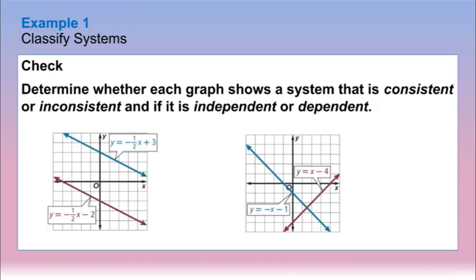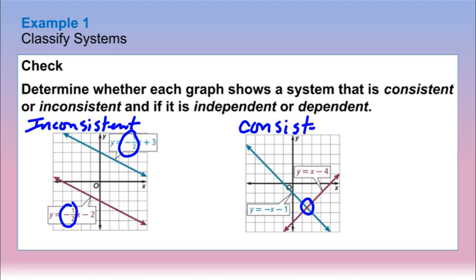Next, determine whether each graph shows a system that is consistent or inconsistent, and if it's independent or dependent. So this first one here, I can see that the slopes are the same. The lines never cross, so this would be inconsistent. The other one, we can see that it crosses once, and because it crosses, that's consistent. And because it crosses exactly once, that would be independent.